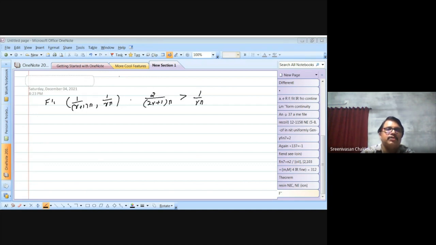Remember our choice of the points: 1 by (r plus 1) pi is less than 2 by (2r plus 1) pi, which is less than 1 by r pi. So, being so, 2 by (2r plus 1) pi is greater than 1 by r pi. This is the fluctuation in this one interval, and it is greater than 1 by r pi.